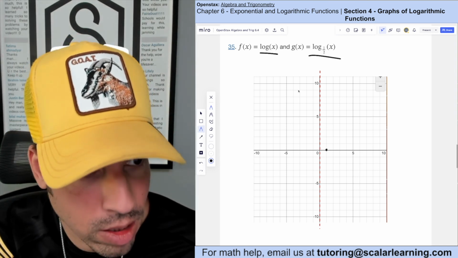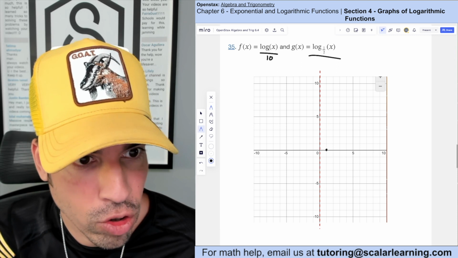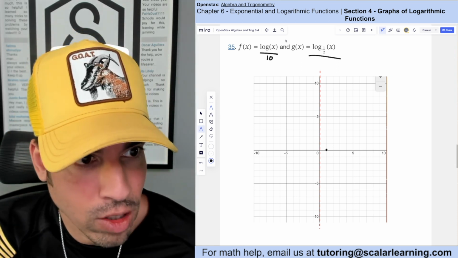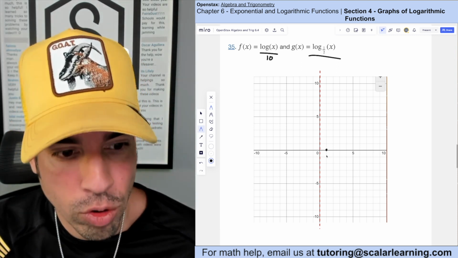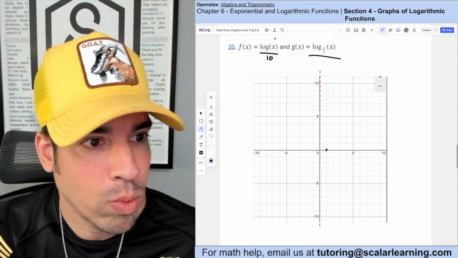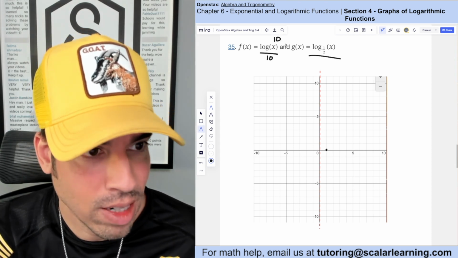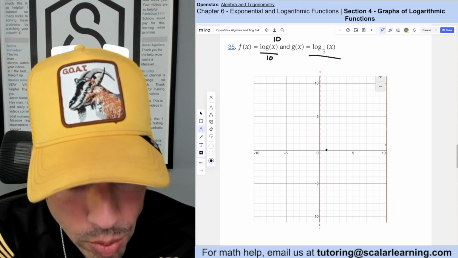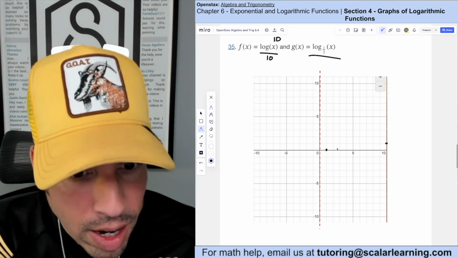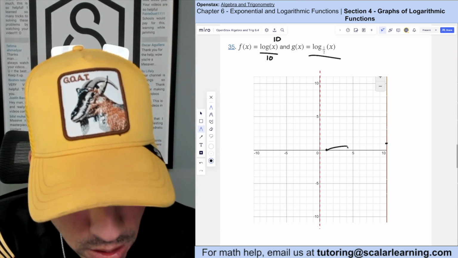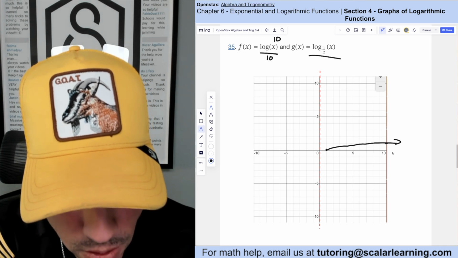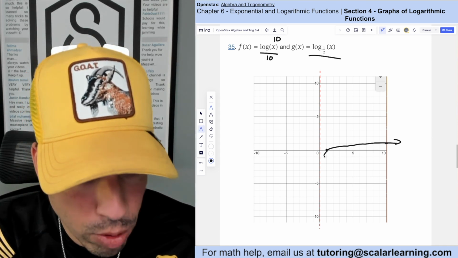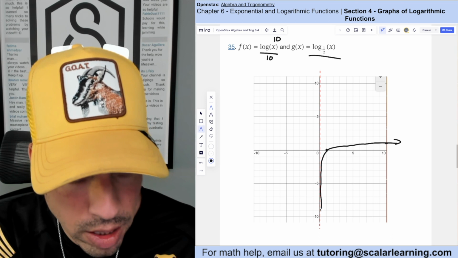That makes sense because, again, there's no base written, so it's a base of 10. This would be saying 10 to what power is 1? 10 to the 0th power. And then what about when x is 10? That would be saying 10 to what power is 10? That's 1. So we got 2 nice points right here. And then as a typical logarithmic function, we can see that it's going to kind of go in this direction, up and up and up forever. And then as we approach that vertical asymptote, it's going to kind of hug it and go down.